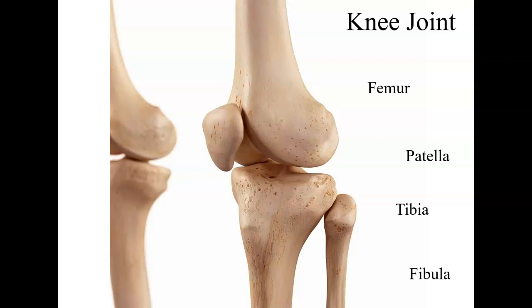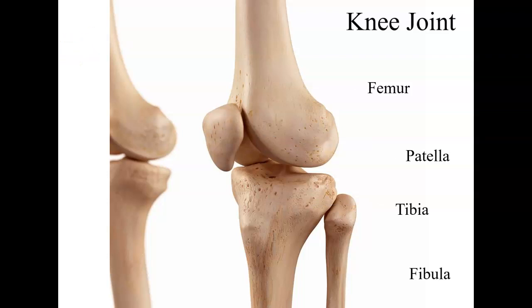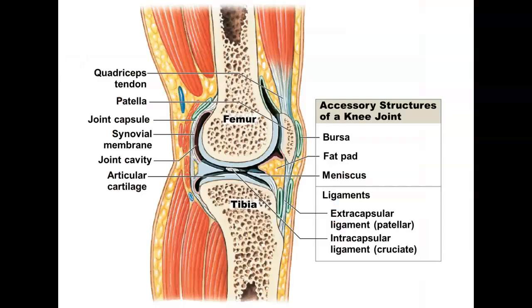So here we're looking at the knee joint, and just to refresh your memory in regards to the bones, we have the femur, we have the patella or kneecap, we have the tibia, and then we have the fibula. So in this particular joint, we have many bones articulating together to form the joint. I'm going to show you a sagittal view of the joint first and review the major parts of the synovial joint.